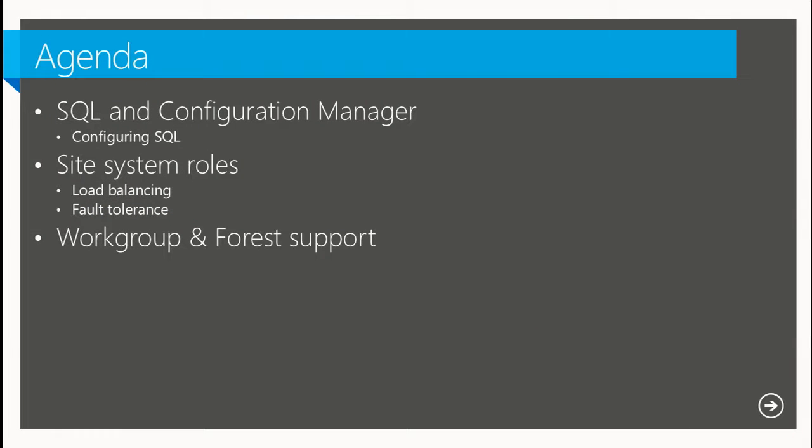We're going to go into SQL a little bit, because what's Config Manager without SQL? SQL is everything, and if you can set it up right and you can optimize it, you're going to be happier. You're going to get faster reporting. You're going to get better numbers. And we're going to show you how to do that by offloading roles and such like that. Then we're going to go into some workgroup and forest things that have changed since CM07 that you might want to be aware of.